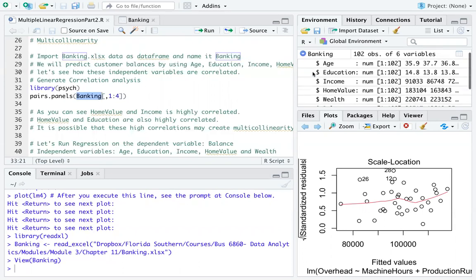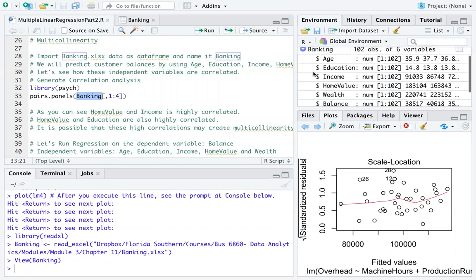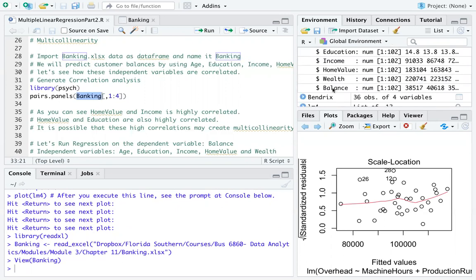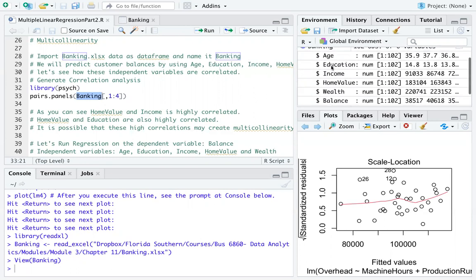And then we would like to run the correlation analysis between age, education, income, wealth, and home value, without including balance, because balance is going to be our dependent variable. Of course, these are all going to be related to balance. So let's see if there is any correlation between the independent variables, okay? So it's going to be column 1, column 2, column 3, column 4, and column 5. I put 4 here, but it should be 5. So it is basically telling me to look for the correlation between the first 5 columns of this data frame. Let's first load library psych, right?